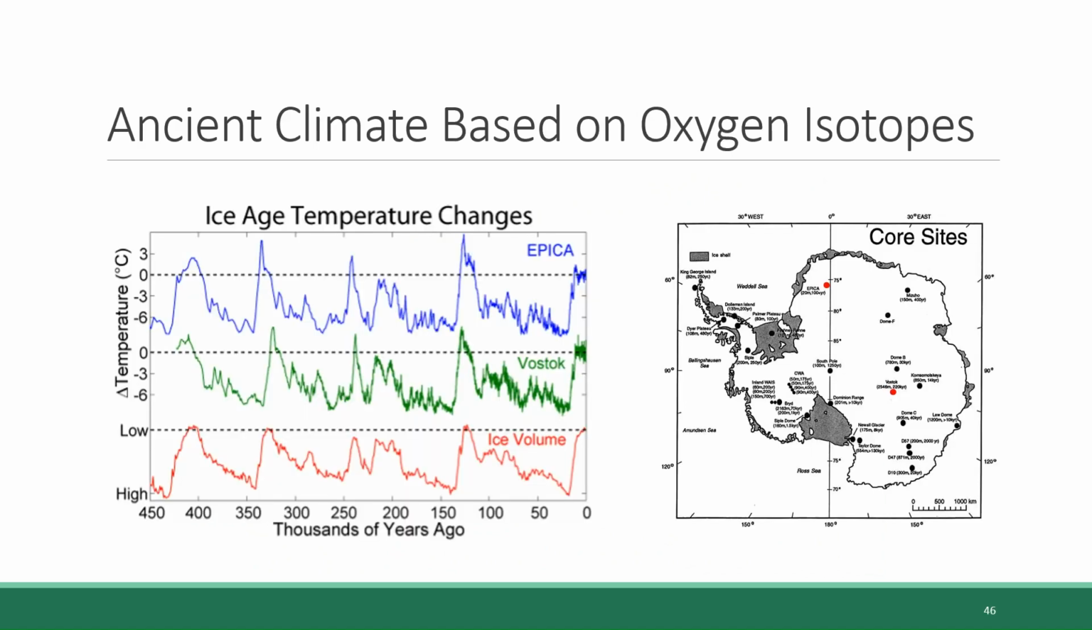This figure here shows you historical temperatures that have been extrapolated based on the oxygen isotope analysis method, going back 450,000 years. The black dotted line is our current temperature today for a point of reference. The blue and green lines represent the temperature data extrapolated from two different sets of ice cores in Antarctica that were drilled out of sites located about 350 miles apart. The EPICA site and the Vostok site, which you can see marked in red on the map at the right.